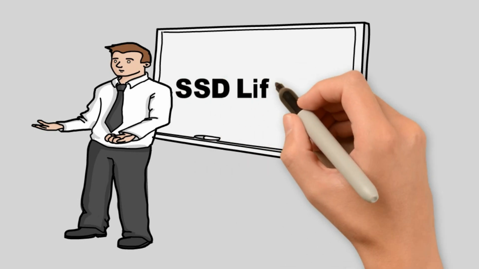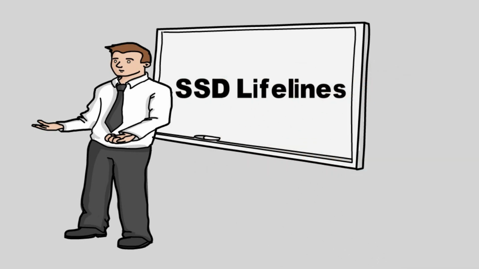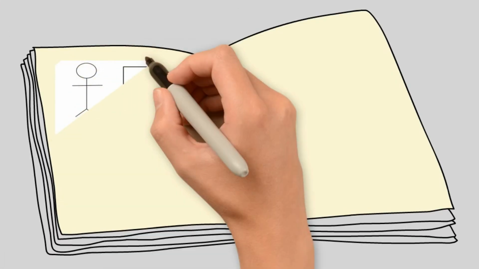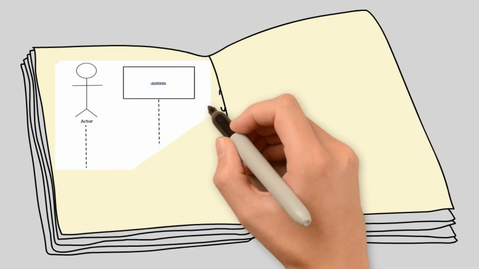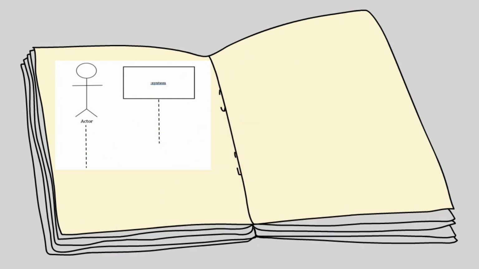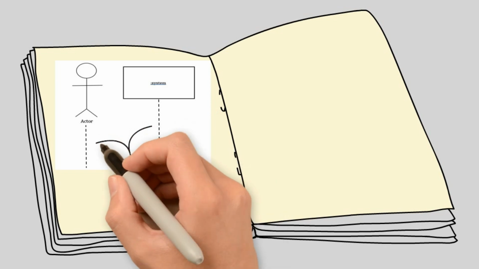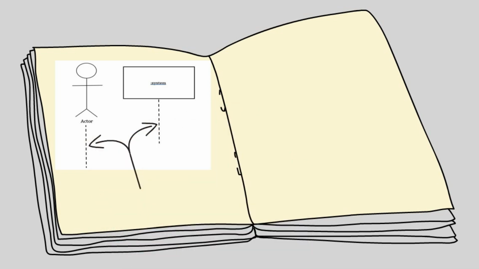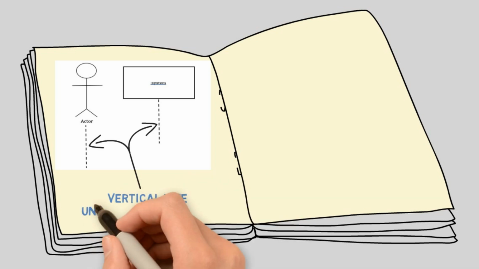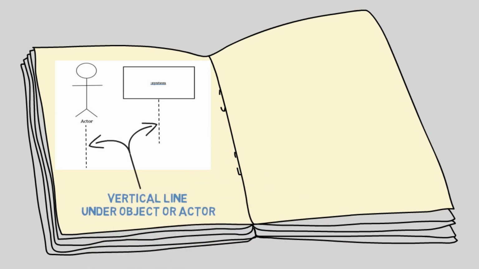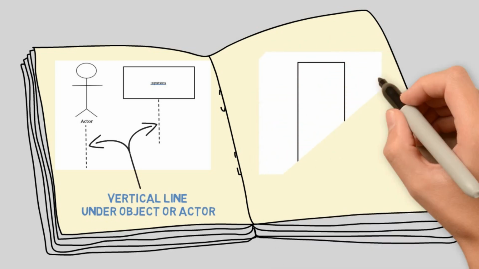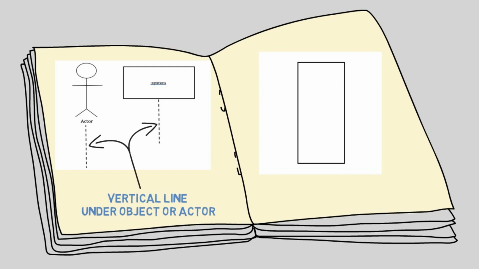SSD lifelines. A vertical line under an object or actor shows the passage of time. If the vertical line is dashed, the creation and destruction of the thing is not important for the scenario. Long, narrow rectangles, called activation lifelines, emphasize that the object is active during part of the scenario.